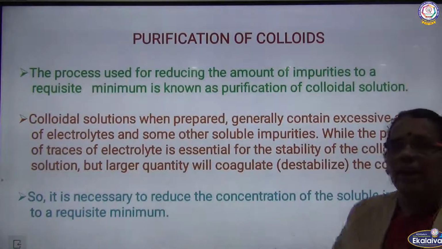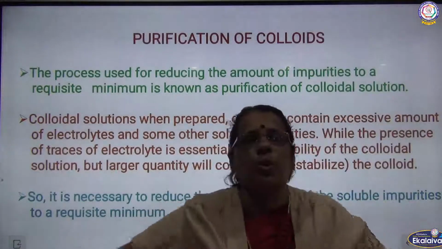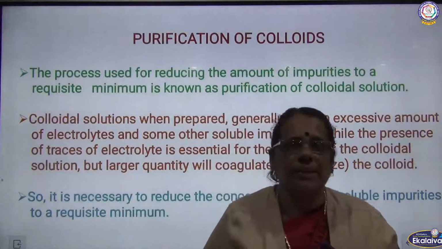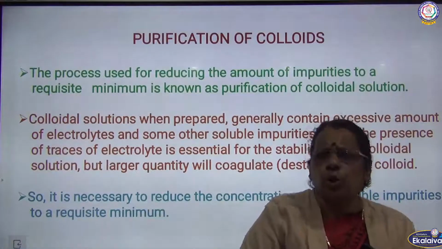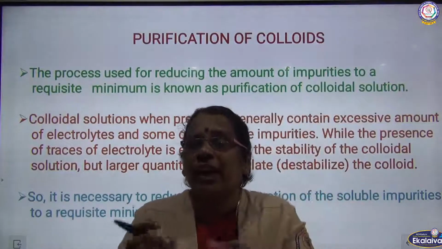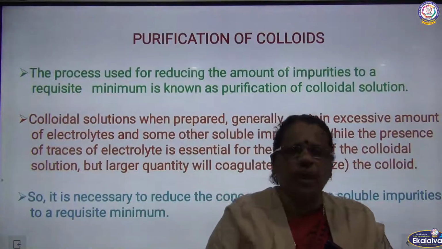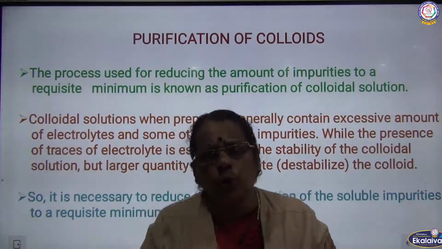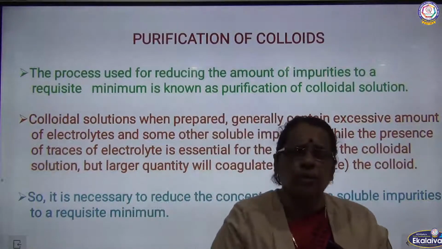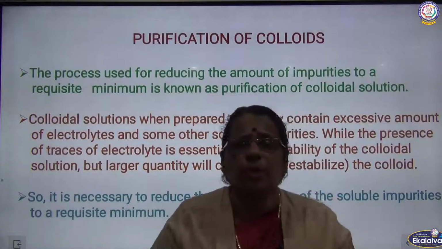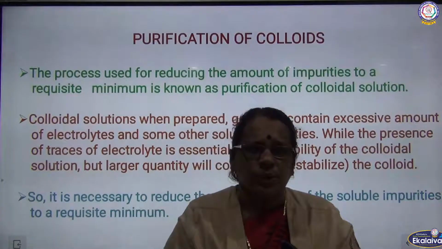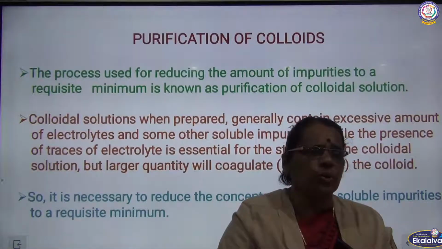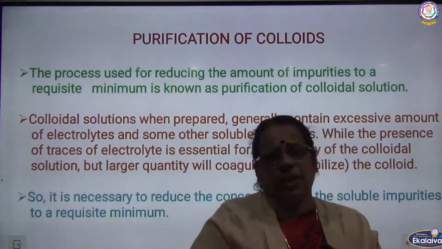The next one: we have prepared everything, preparation is over. We have completed the preparation of lyophobic colloids. After that, what do we have to do? We have to purify the colloidal solution, because colloidal solutions will have impurities. In order to remove the impurities from the colloidal solution, we need purification.